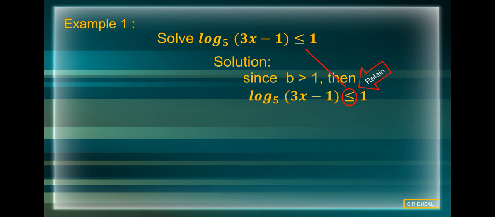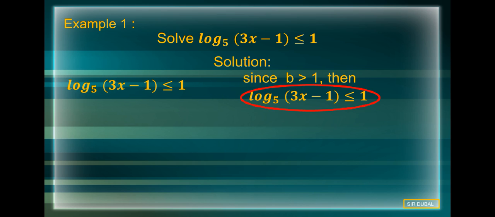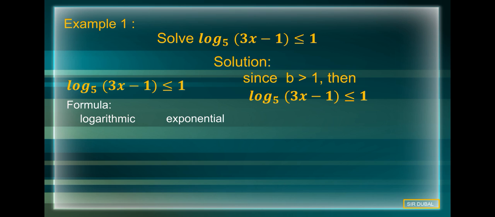Now, after this one, we are going to convert this into exponential form. To do it, I'm going to show you the formula for the logarithmic and also the exponential equation. For the logarithmic equation, we have log of y with the base b is equal to x. And for the exponential equation, we have y is equal to b to the power of x.